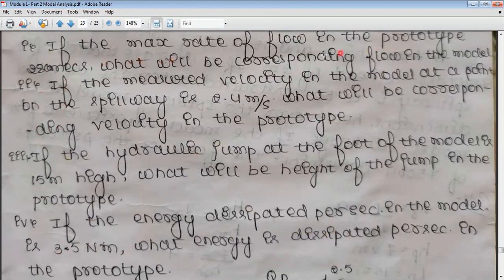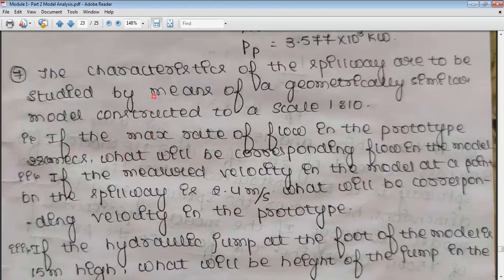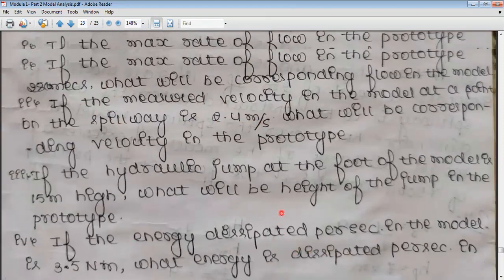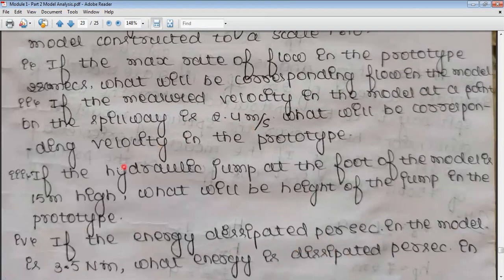Here it is Q for the discharge he has given. So LR is equal to 10 here. So discharge, you can find QP by QM. If the measured velocity of the model in the spillway is 2.4, it is the velocity. VP by VM is equal to root of LR. Hydraulic jump, that is HP by HM is equal to LR only, unit is meter.